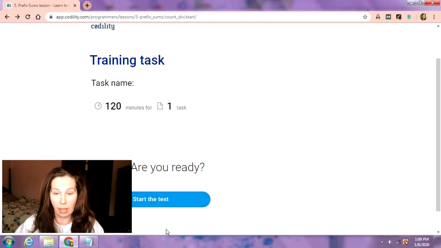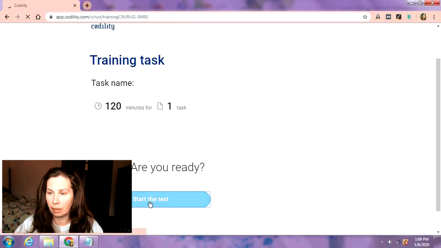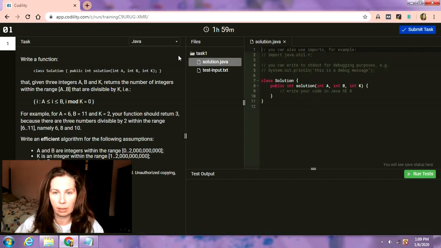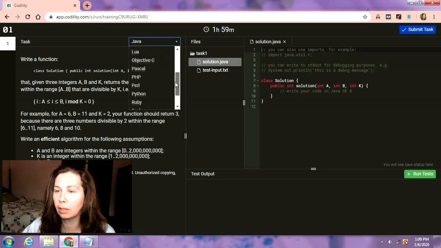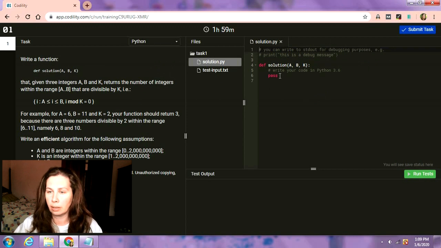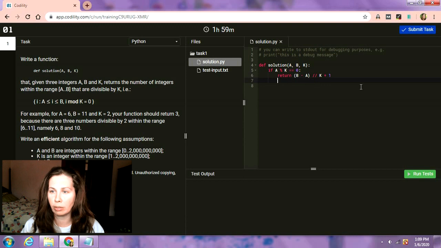I think we have it. Let's see what we can do here. Let's go for it. Okay, let's start the test again. And here we go, back to Python. Scroll down here, hit that. And let's see if A modulo K equals 0. Let's get our first one out of the way there. Then we're going to return B minus A, floor divided by K plus 1, our tried and true formula there.